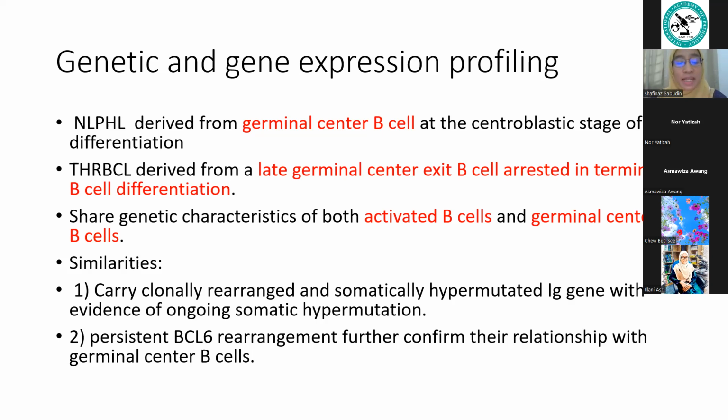germinal center B cells. Many studies have been done, and they have shown many similarities on the genetic level. Some of the similarities are that they both carry clonally rearranged and somatically hypermutated immunoglobulin genes with evidence of ongoing somatic hypermutation. And there is also persistent BCL6 rearrangement, which further confirms their relationship with germinal center B cells.